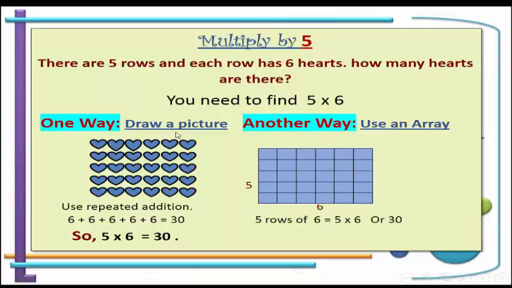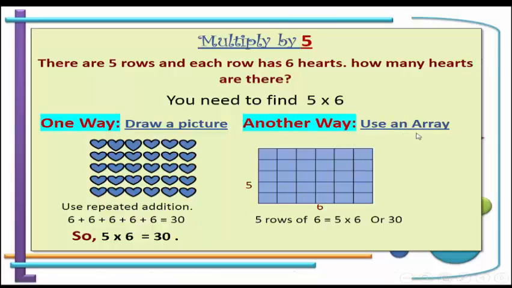By the first way, draw a picture. Draw 5 rows. 1, 2, 3, 4, 5. Each row has 6 hearts. Use repeated addition. 6 plus 6 plus 6 plus 6 plus 6 equals 30. So I can say 5 times 6 equals 30.